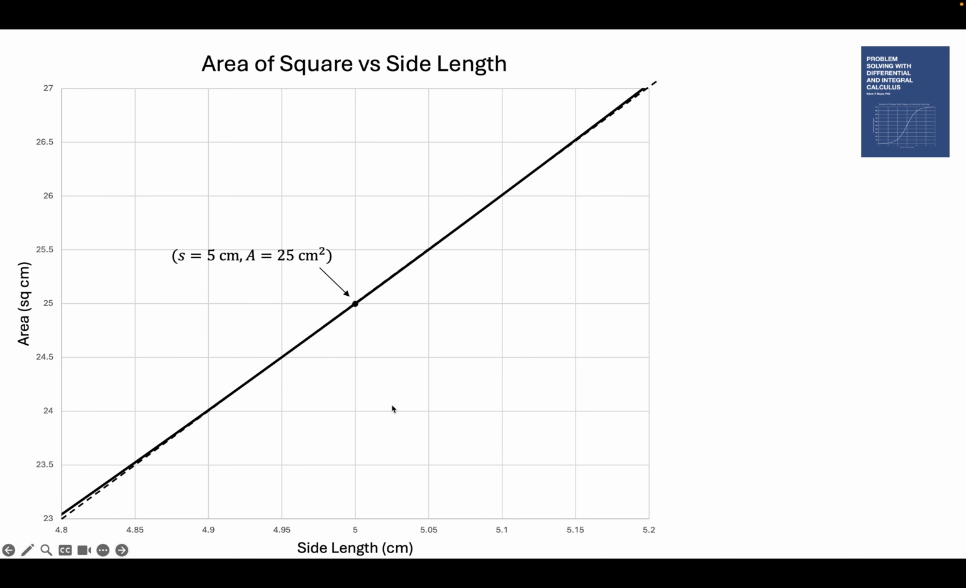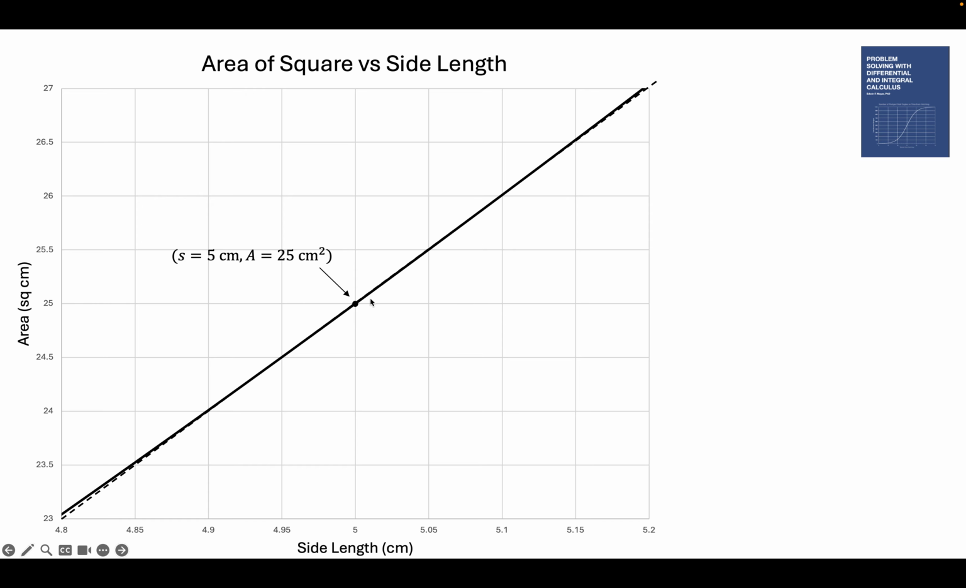Here we go. There it is. There's our anchor point. 5 centimeter side length, 25 square centimeter area. And this line looks pretty straight. You can see that there's some deviation at the ends. Deviates a little bit. You can see the tangent line. That's the straight line. The dark line is the curved line.